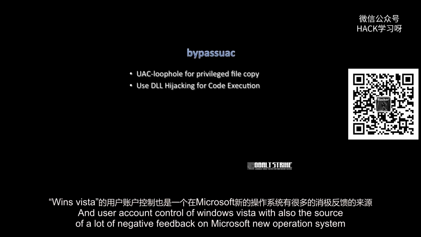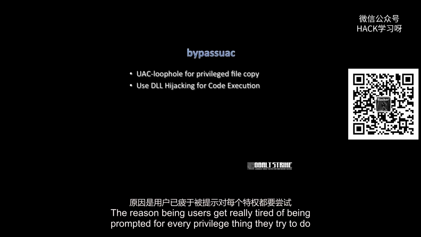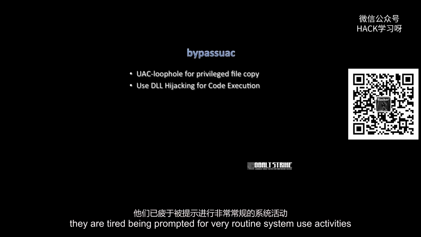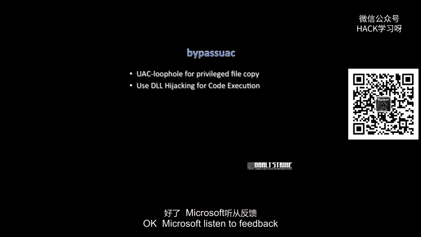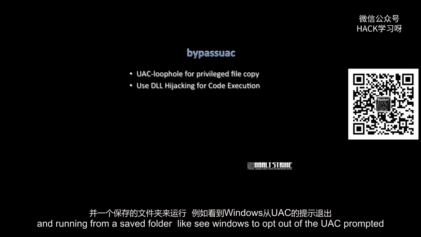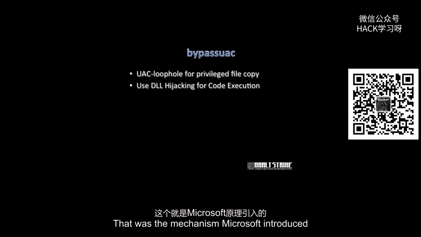And user account control in Windows Vista was also the source of a lot of negative feedback on Microsoft's new operating system. The reason being, users got really tired of being prompted for every privileged thing they tried to do. They got tired of being prompted for file copies. They got tired of being prompted for very routine system use activities. Okay? Microsoft listened to this feedback, and their solution was to introduce a mechanism that allows Microsoft programs that are signed with a Microsoft code signing cert and running from a safe folder, like C:\Windows, to opt out of the UAC prompting. That was the mechanism Microsoft introduced.